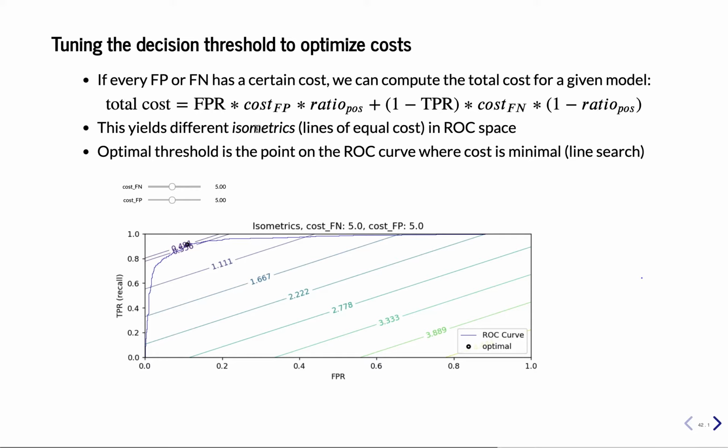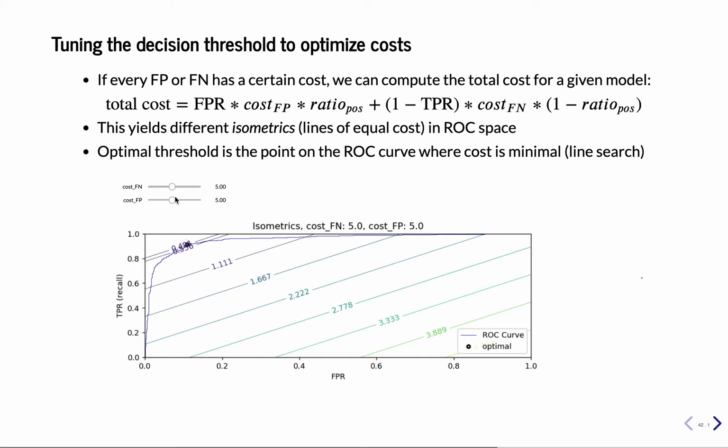If we do that, this yields different isometrics. These are lines of equal cost. So for a certain combination of false positive and true positive rate, this function evaluates to a certain cost, and so we get this gradient basically. In this case, the higher the false positive rate, the higher this cost gets.